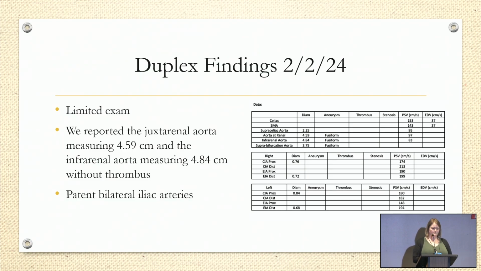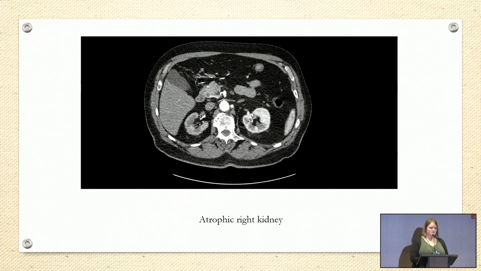So the interpretation for this exam was very limited. We reported the juxtarenal aorta at 4.59 and the infrarenal aorta measuring 4.8. The bilateral iliac arteries were patent. The patient was sent for a CT showing that the right kidney is very reduced in size as compared to how echogenic the left kidney is.